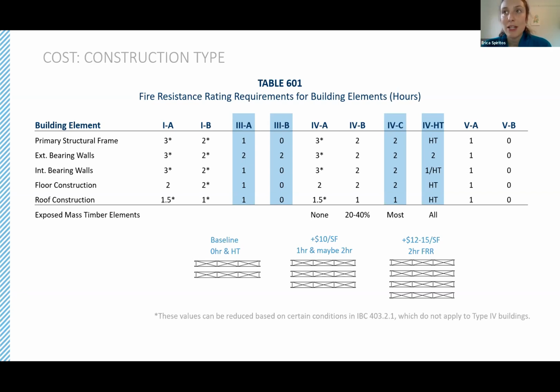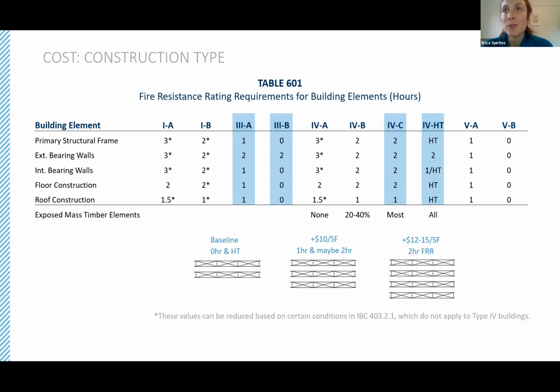So as I mentioned, the CLT thickness is the number one driver for cost. The baseline 0-hour rating would allow you to use a 3-ply CLT panel for a certain span. And then a 1-hour rated structure might add $5 to $10 per square foot. And then a 2-hour rated structure might even add beyond that, $12 a square foot, for that additional wood fiber.